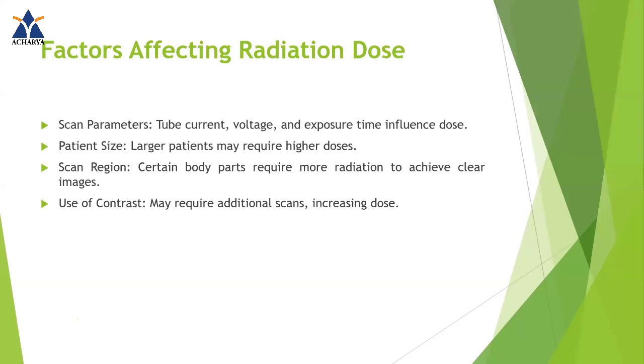Then the patient size, which is an indirect factor that cannot be controlled by the radiographer, because the larger the patient, the higher the radiation dose. Then the scan region. Certain body parts require more radiation to achieve clear images, and we'll see in further slides how different software can be used to alter the radiation dosage. And use of contrast. Usually, when we give contrast to the patient, multiple different phases or delays need to be taken, which will increase the patient radiation dose.